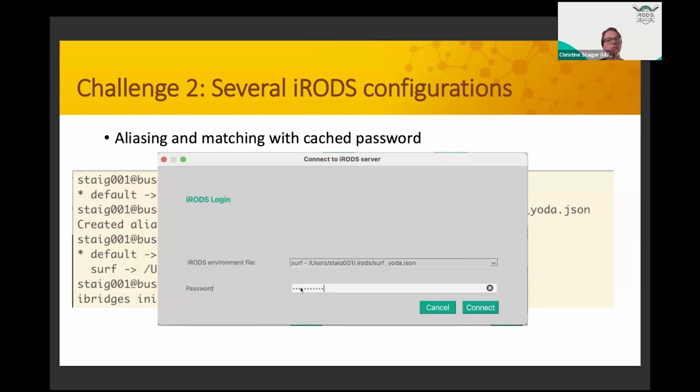Same for the graphical user interface. There you have a drop-down menu of all of your iRODS environment JSONs in the .iRODS folder, and those who carry an alias will be prefixed with the alias.